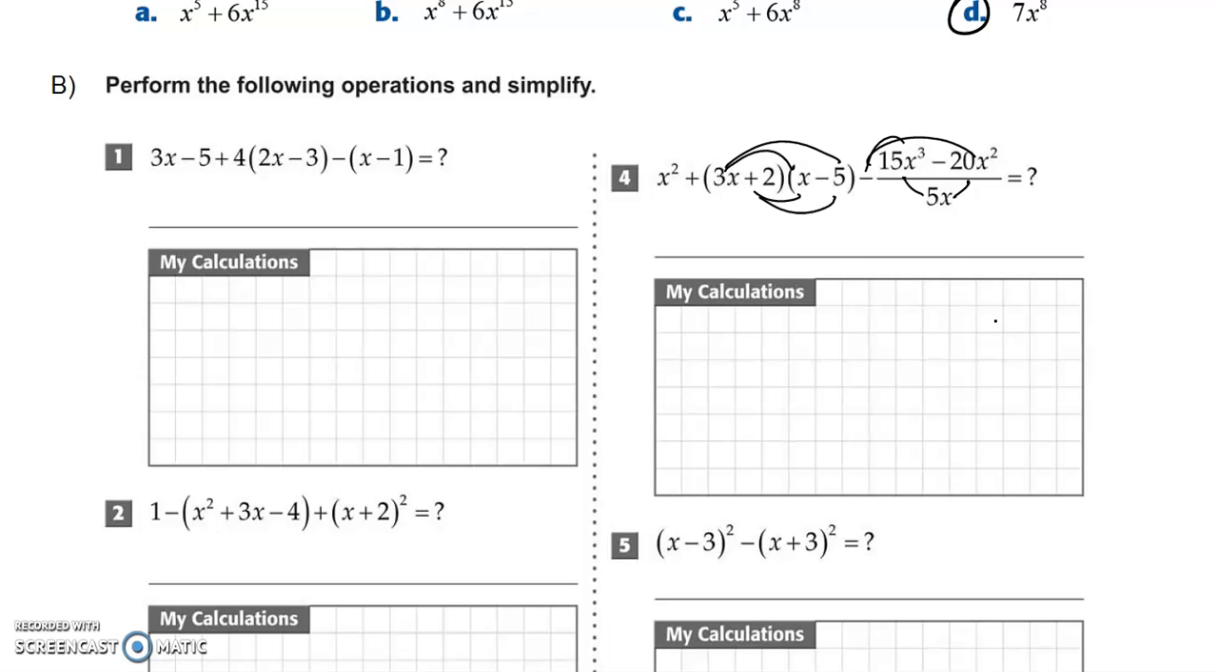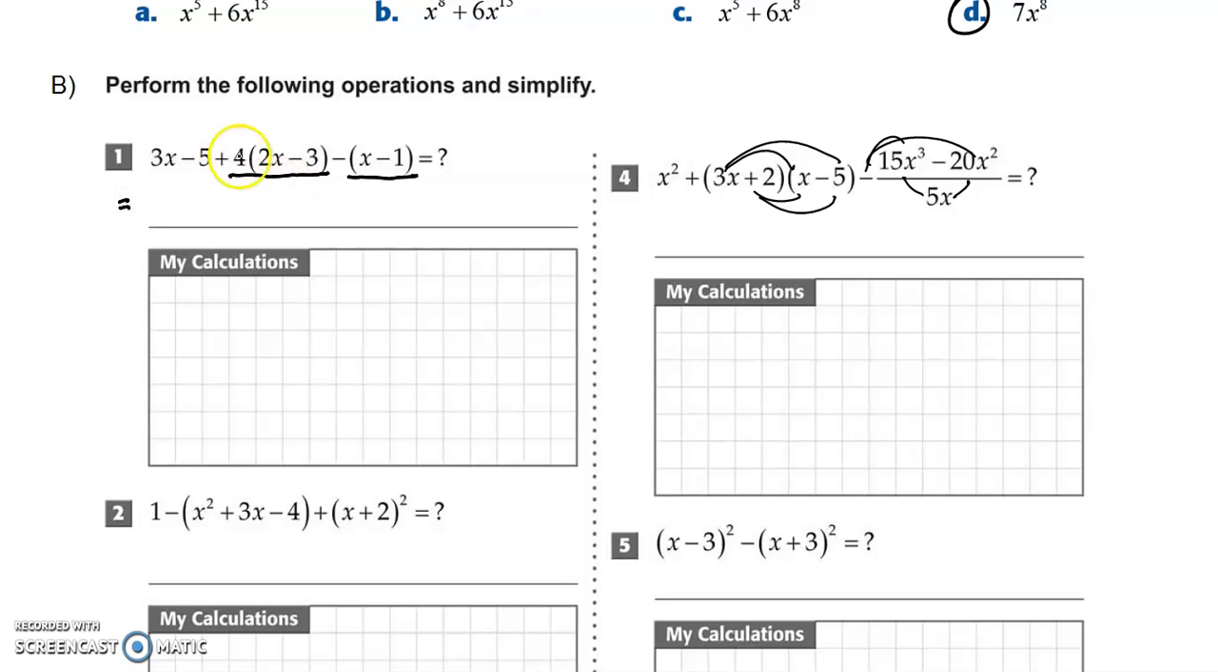Okay, question B1. I was talking about this and some students are not seeing it the way they should. First of all, let's be clear what's going on here. I'm adding a 3x, a negative 5, and this whole part here is a multiplication, 4 times 2x minus 3. And this part is, yes, you're subtracting the bracket. You can think of it as a multiplication of negative 1. So the first step I'm going to do on this, and I apologize for the way this layout is on the question. It's kind of disorganized.